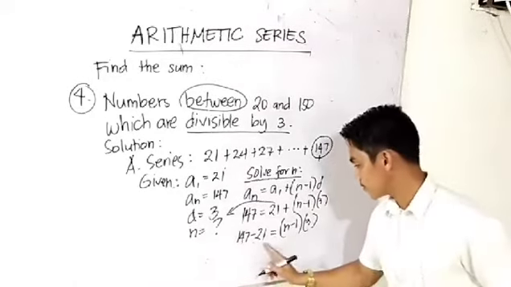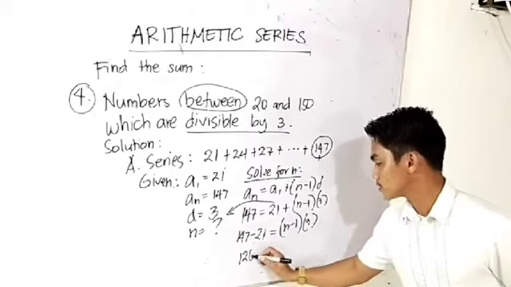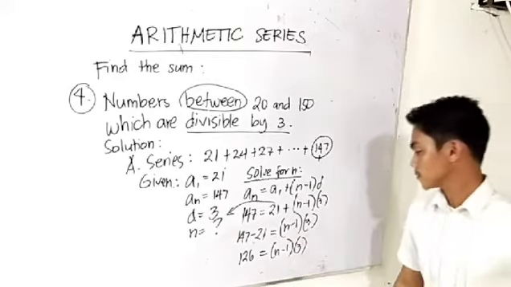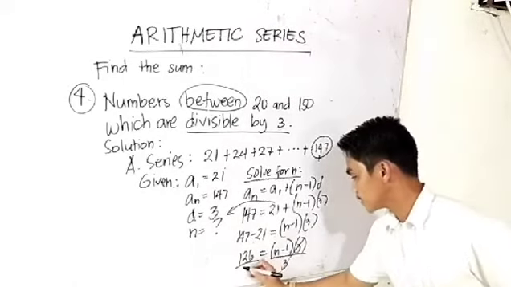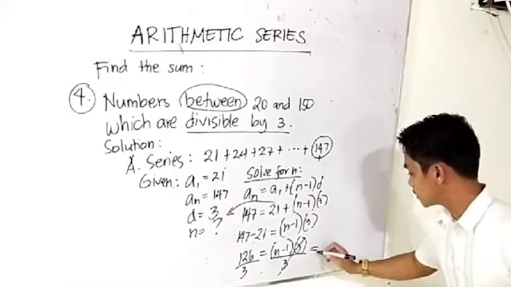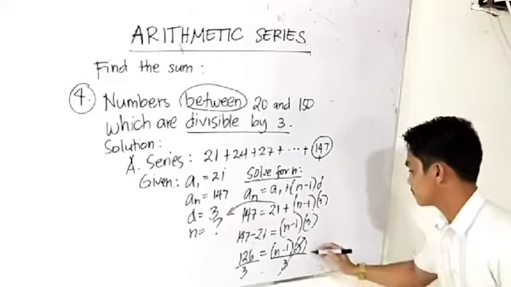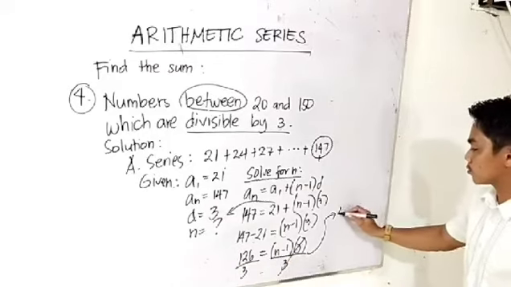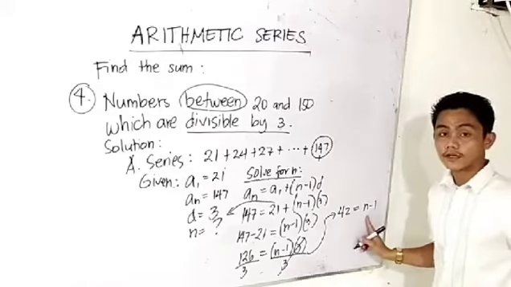So, 147 minus 21 is 126 equals n minus 1 times 3. So, to eliminate, para matanggal natin 3, divide both sides by 3. So, therefore, what is next is 126 divided by 3 is 42 equals n minus 1. So, what is the value of n?